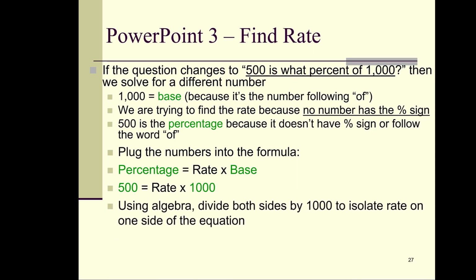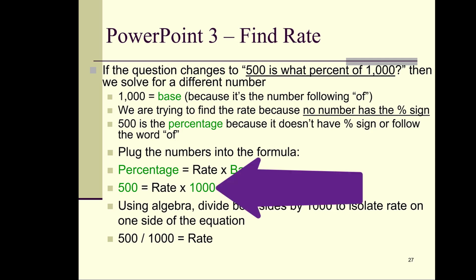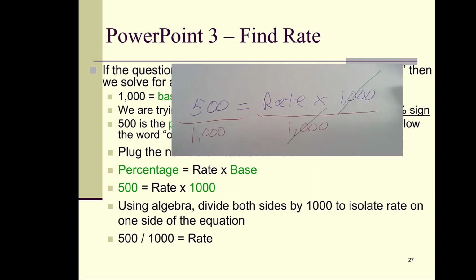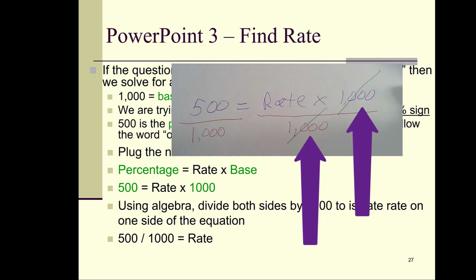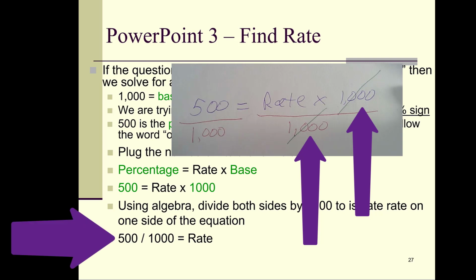Now using simple algebra, we can divide both sides by 1,000 to isolate the rate on one side of the equation. So the equation becomes 500 divided by 1,000 equals rate. So again, how did I get 500 divided by 1,000 equals rate? Well, for the formula 500 equals rate times 1,000, I divided both sides by 1,000, and on the right side, the two thousands cancel each other out. So I end up with 500 divided by 1,000 equals rate.